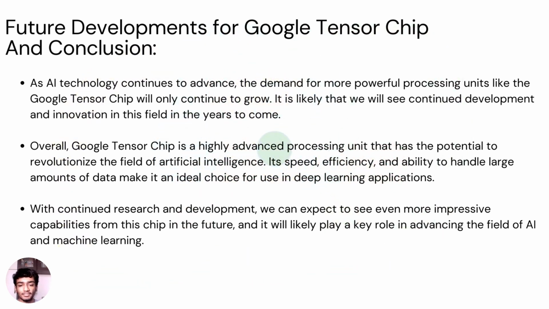Its speed, efficiency, and ability to handle large amounts of data make it an ideal choice for use in deep learning applications. So Google has ML and AI applications like Google Translate, Google Lens, and all of that, that are optimized for the Google Tensor chip. With continued research and development, we can expect to see even more impressive capabilities from this chip in the future, and it will likely play a key role in advancing the field of AI and machine learning.